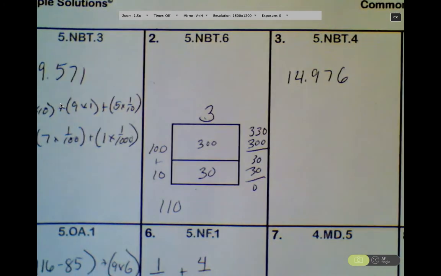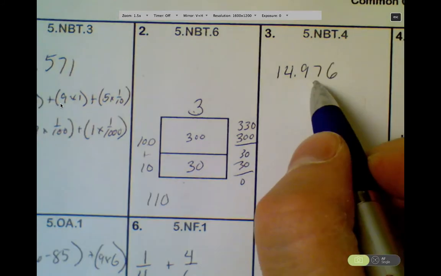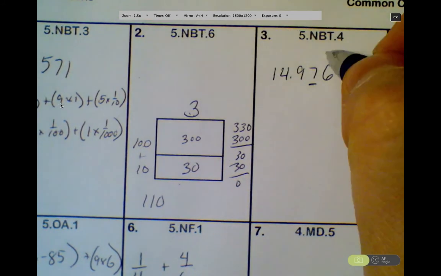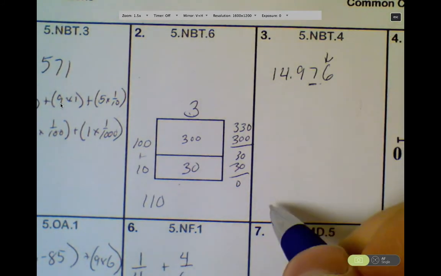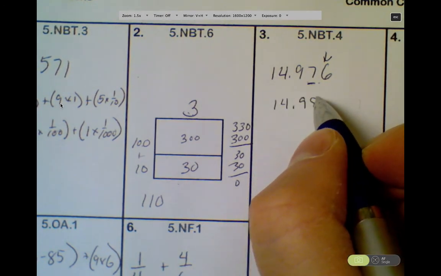Number 3, round 14 and 976 thousandths to the nearest hundredth. 7 is the hundredths column. I'm going to look at the 6. The 6 is going to tell the 7 to grow up. 14.98.